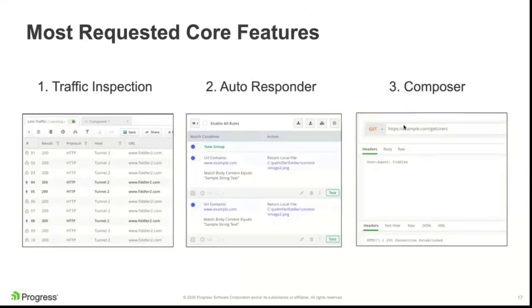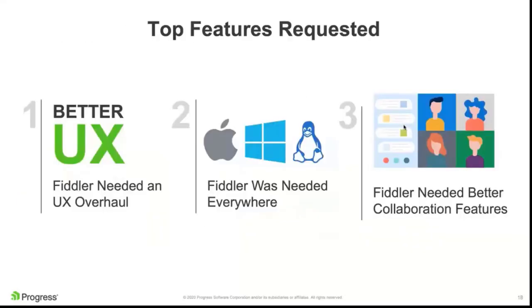And in our interviews, the most requested core features were traffic capture and inspection, followed by Autoresponder and Composer. Apart from these, we also got requests to make Fiddler more intuitive by improving the layout and user experience. We also got requests to support other platforms like Mac and Linux. And finally, our users have also requested collaboration in Fiddler to make it easy to use and collaborate with their teammates.